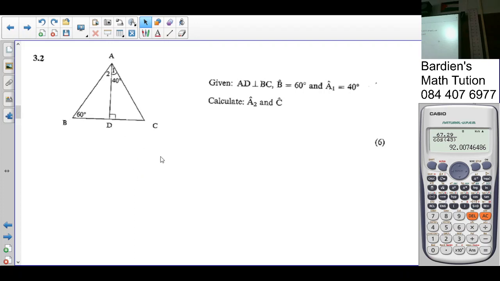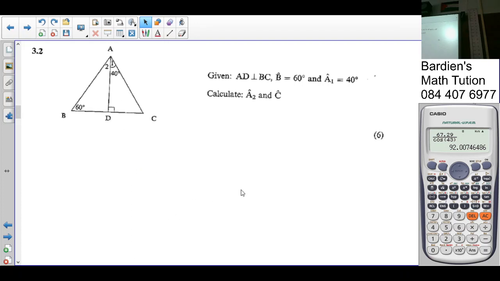3.2. Given AD is perpendicular to BC. Angle B is 60 degrees, angle A1 is 40 degrees. Calculate A2. Now you calculate A2.